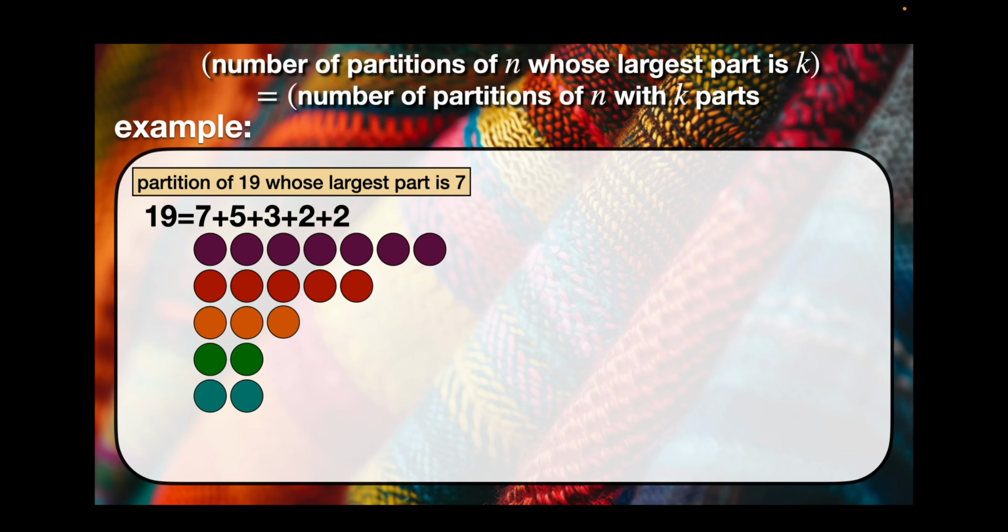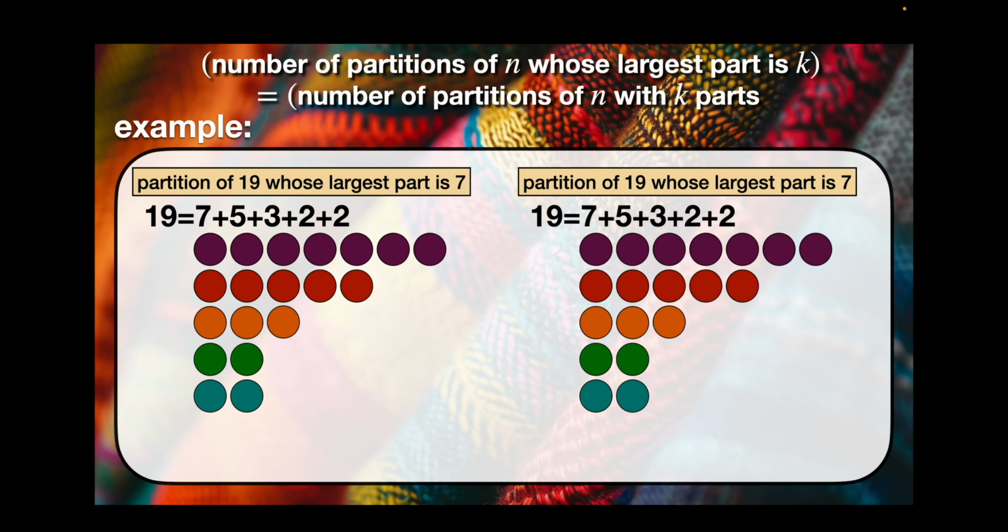So let's look at a quick example of this. A partition of 19 whose largest part is 7 would be 7 plus 5 plus 3 plus 2 plus 2. That's an example of a partition of 19 with this rule. Now, I'm introducing something called a Ferrers diagram here. We're not going to look at these super in-depth, but this is just a diagram with a number of dots corresponding to the size of each part of the partition. So we've got 7 of those purple dots, that's for our 7, 5 of the red dots, that's for our 5, so on and so forth.